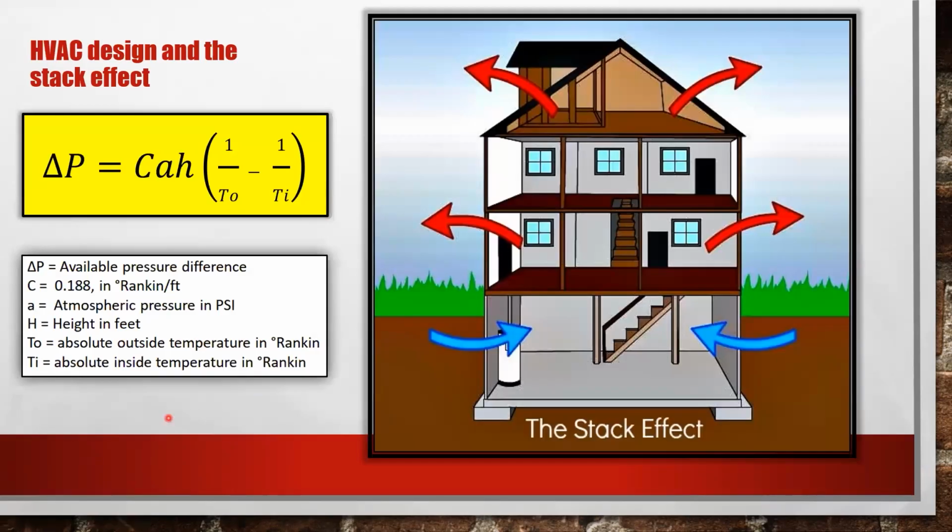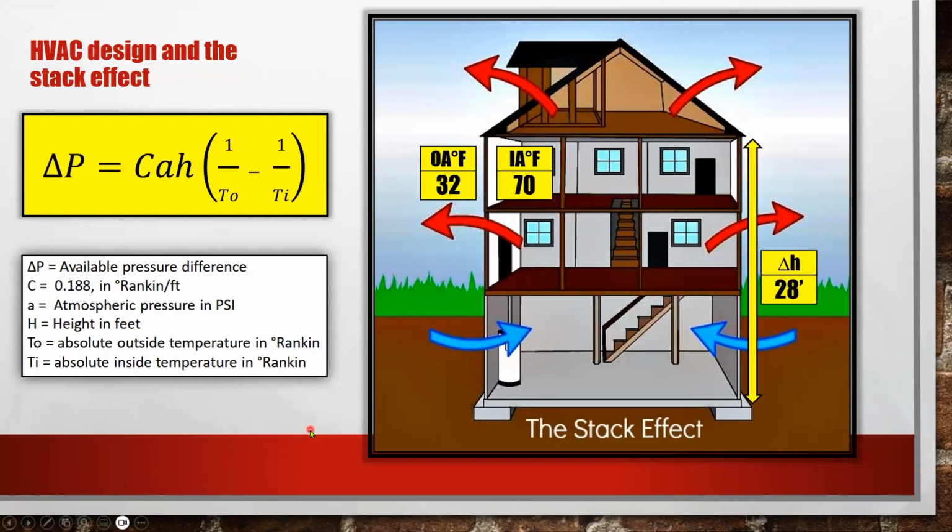The temperature differences between the outside of the house and the inside of the house cause air movement from the lower level to the upper level. This can actually be measured using this formula. If this home had a 70-degree internal temperature and a 32-degree external temperature, and a height difference from the upper ceiling to the lower floor of 28 feet, we could expect to see a 0.0313 inches of water column pressure differential between those 2.